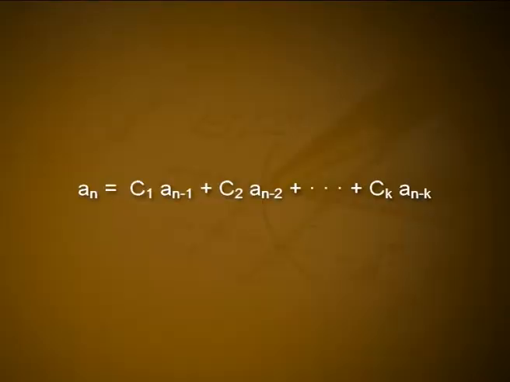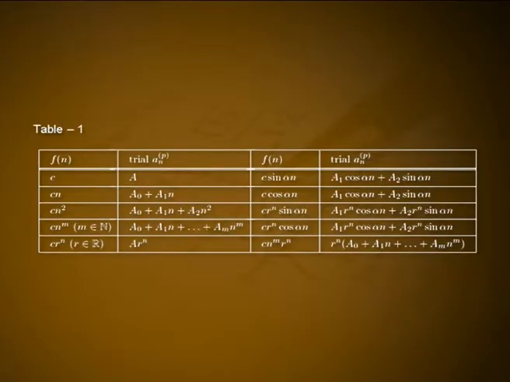The method of undetermined coefficients is based on assuming a trial form for the particular solution a_n^p of the recurrence relation an = c1 an-1 + c2 an-2 + etc. + ck an-k, which depends upon the form of the function Fn and which contains a number of arbitrary constants. This trial function is then substituted into the given recurrence relation and the constants are chosen to make it a solution. The basic trial forms are given in the table as shown.